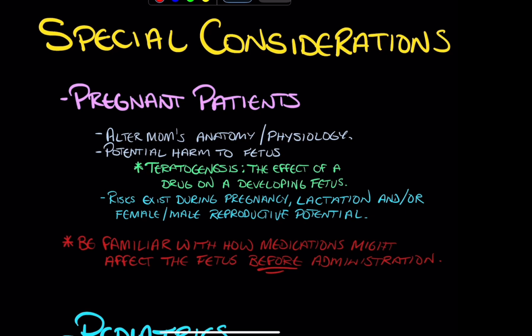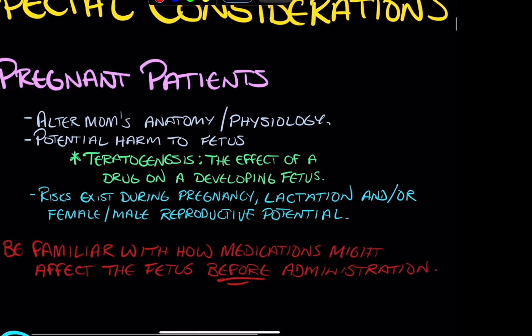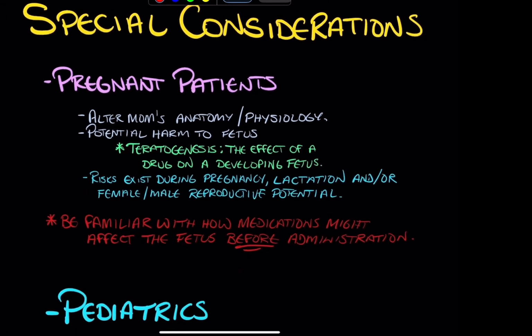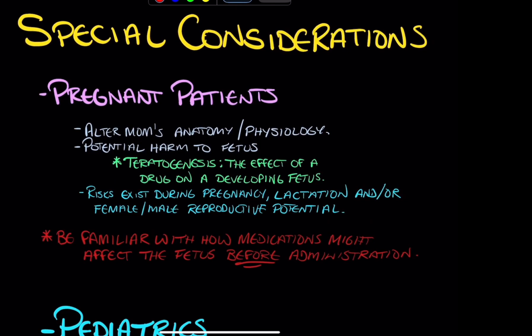The big thing we're looking for or concerned with is what's called teratogenesis, and that's the effect that a drug can have on a developing fetus. A lot of things can actually pass through that barrier. Fetal alcohol syndrome is a big one, and things like opiates can have effects on the unborn fetus while it's still in utero.